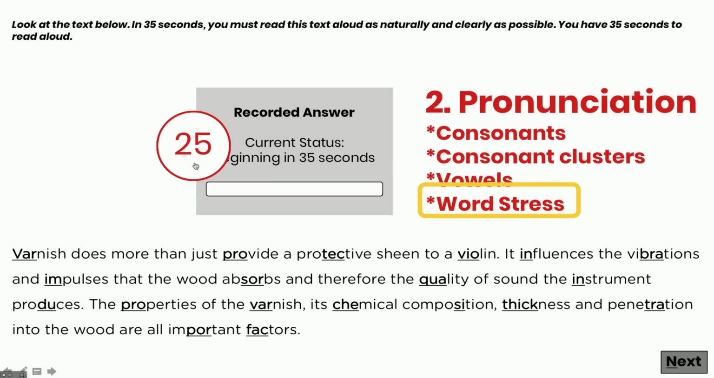Now I want you to read the paragraph and pay attention to the word stress. You might, how can I say this? You might want to kind of fake it. So if you're from a syllable timed language, try to fake it. Try to just add a little bit, shift the weight of the word to one part of the word, okay? See how you go. You have 25 seconds.